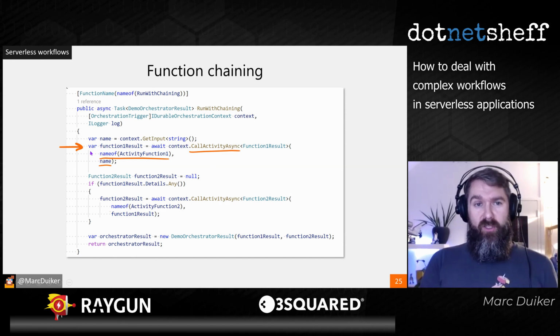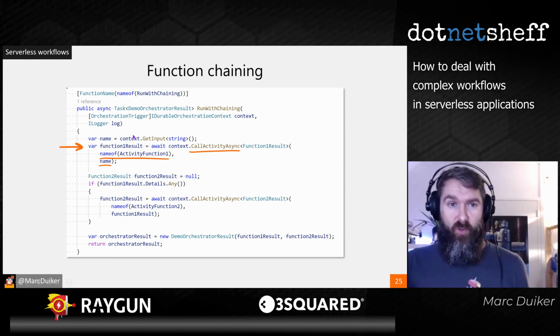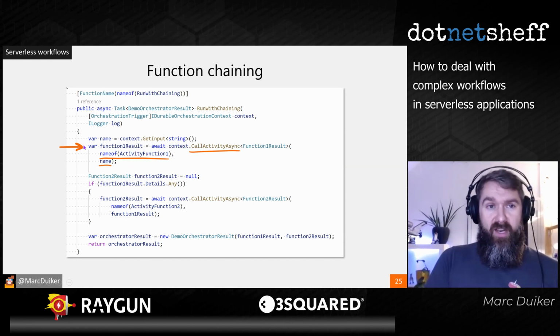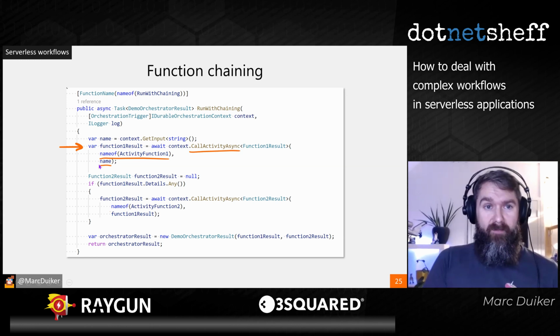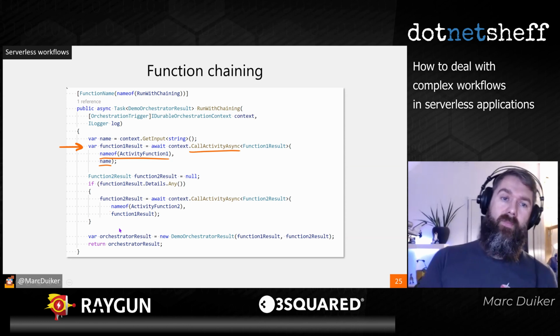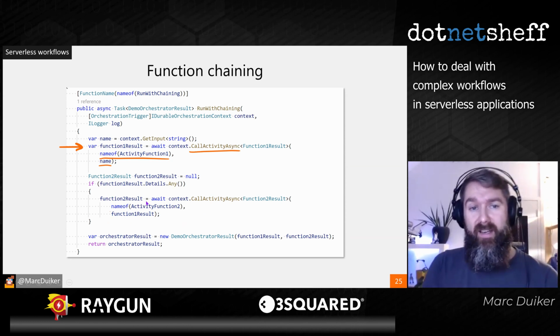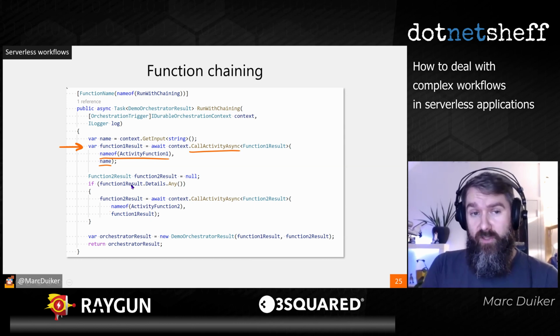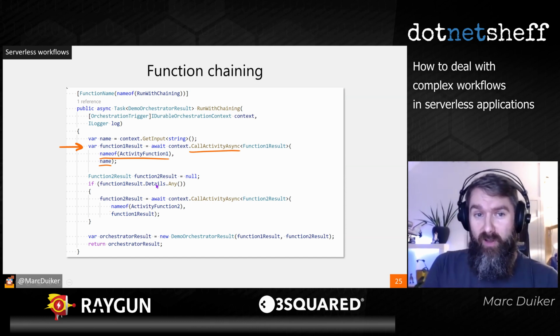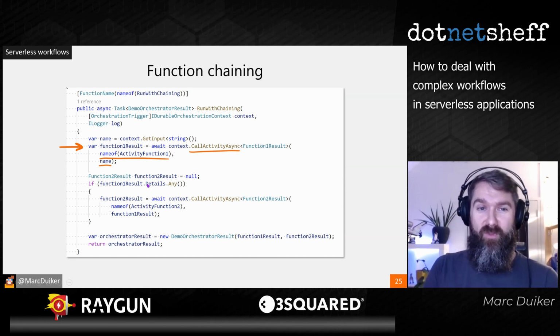So the orchestrator starts, the control will move to this activity. This orchestrator will then stop. And once the result is there, this orchestrator will then replay, and then it will have this function result, and then it will continue. And then this activity will only be called if the first activity's result has any details. So this is what is normally done in workflows. You have some if statements, some conditions, and only under certain conditions you'll call some other activities.